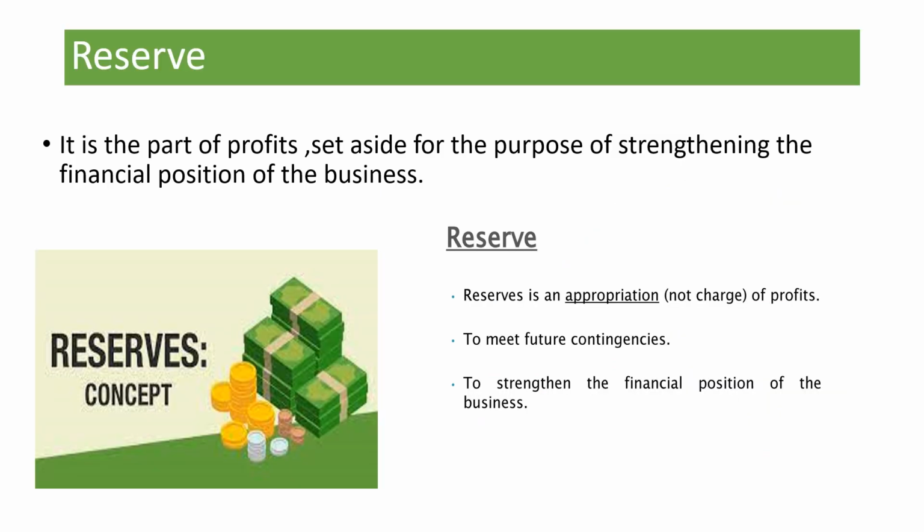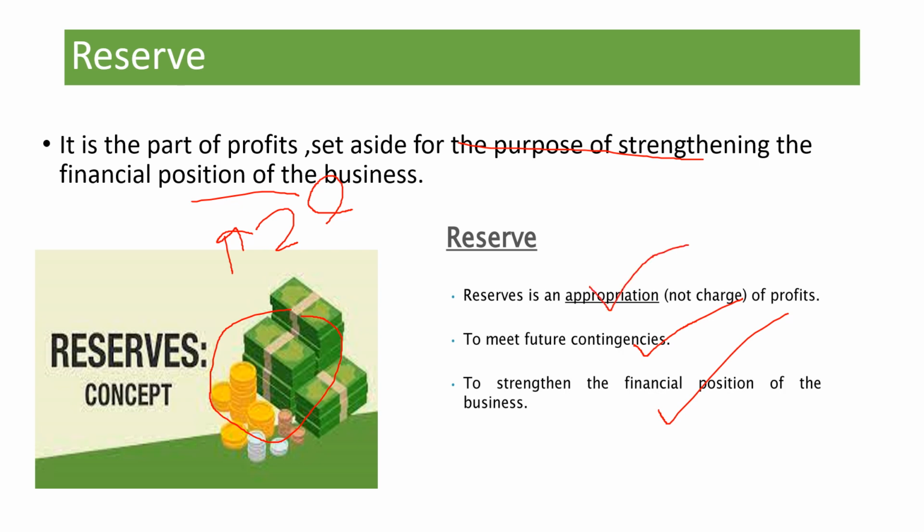It is a part of the profit set aside for the purpose of strengthening the financial position. I think this much is clear. Now when you're maintaining the reserves every year, suppose you started your business in 2019. Every year a certain part of the profits is kept as a reserve. That is very important in a business because it will help in strengthening the financial position of the business, and it can help you meet future contingencies or any emergency which can arise in a business. And most important, reserve is an appropriation of profits. Appropriation means setting aside a certain part of money for a specific use. I think this much is clear now.